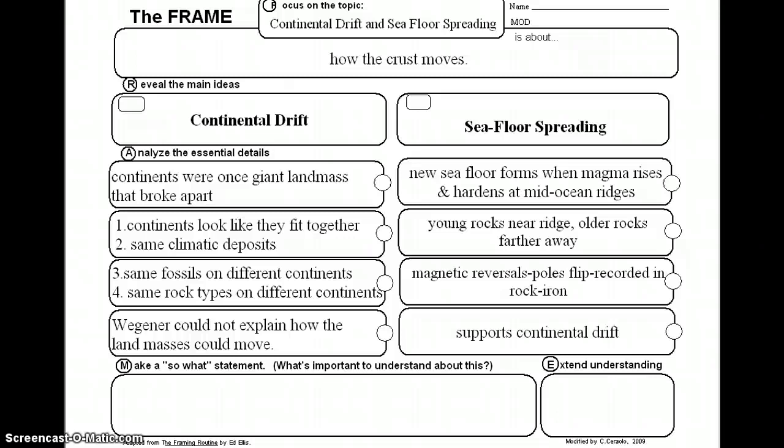And seafloor spreading helps support continental drift, which helps prove Wegener's hypothesis. So why do we need to understand this? Well, they both support crustal movement, or actually the idea that the plates are moving. In our extensions, all the labs, we did a continental drift station, we did the seafloor spreading station, so all of these are extensions and help support this idea of continental drift and seafloor spreading.